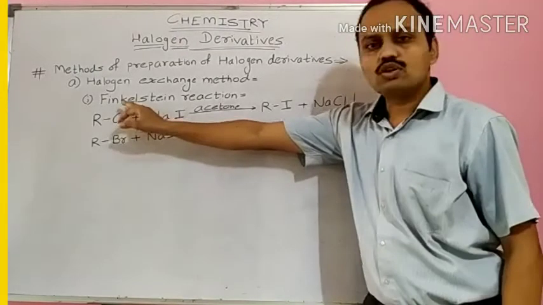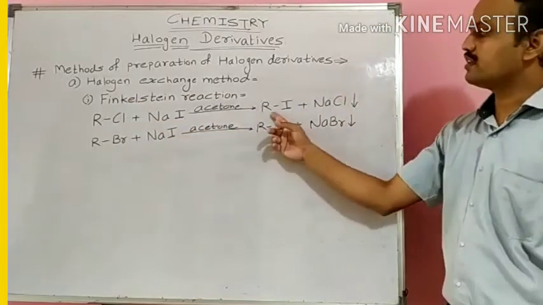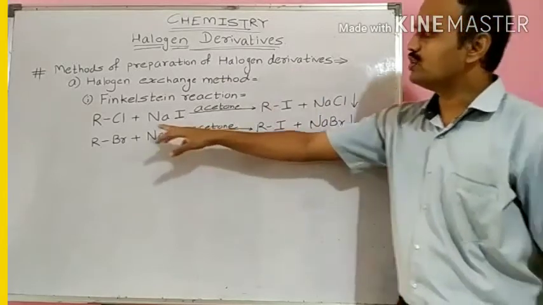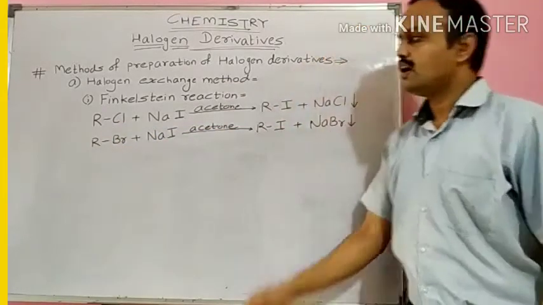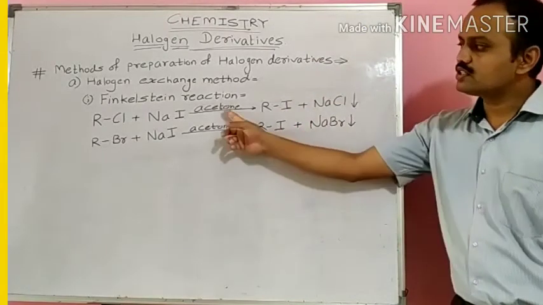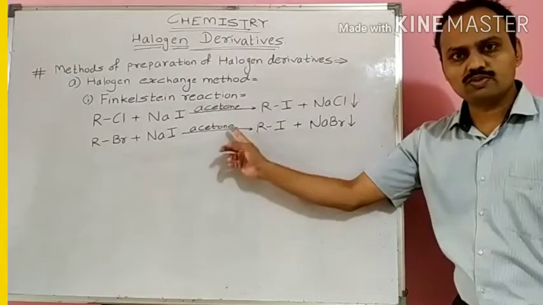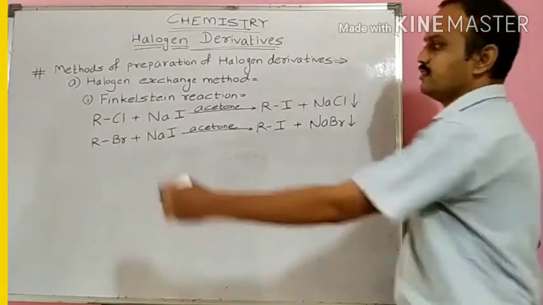So, in short, the Finkelstein reaction is the reaction of obtaining alkyl iodide by the halogen exchange method from alkyl chloride or alkyl bromide. After explaining this general reaction, we will see an example of each, both of these, and we will see what products we obtain.